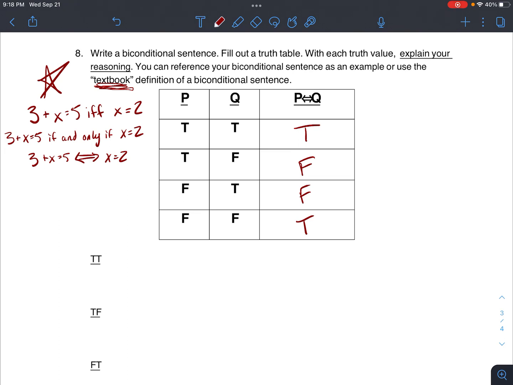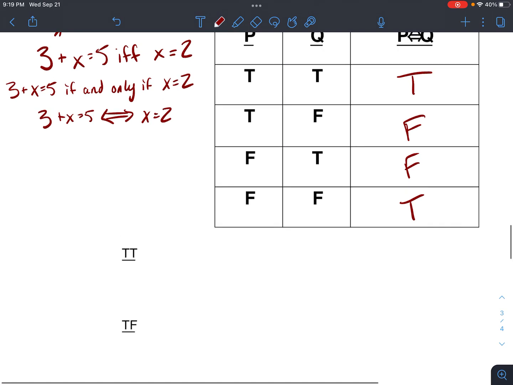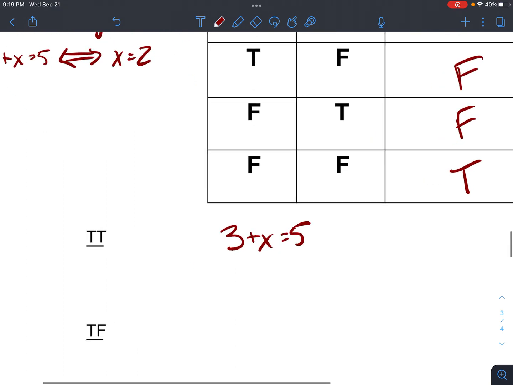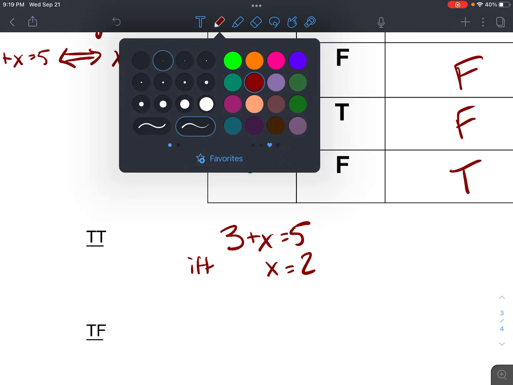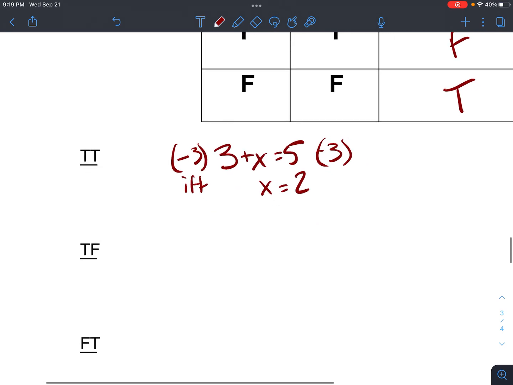You could also think of it in mathematical terms. So we know that we have 3 plus x is equal to 5 if and only if x is equal to 2. So we can make a string of biconditionals where then x is equal to 2. Okay? Because we're just subtracting 3 from each side. Okay?